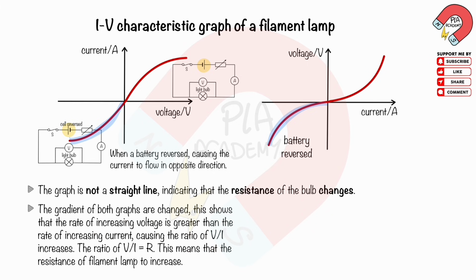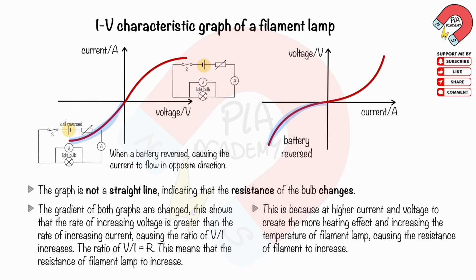This shows that the rate of increasing voltage is greater than the rate of increasing current, causing the ratio of V over I to increase. The ratio of V over I equals R. This means that the resistance of the filament lamp increases. This is because at higher current and voltage there is more heating effect, increasing the temperature of the filament lamp, causing the resistance of the filament to increase.